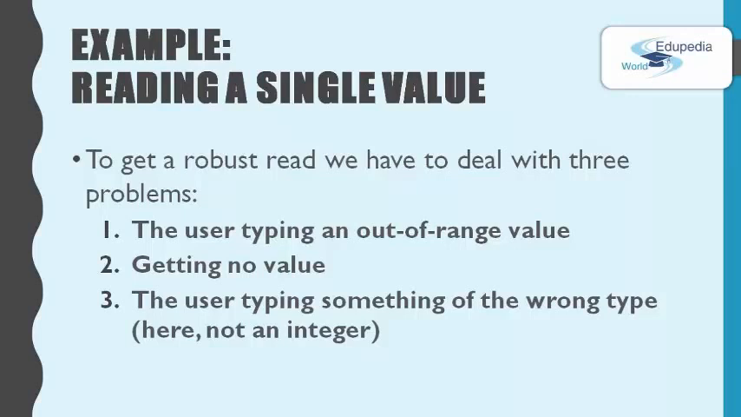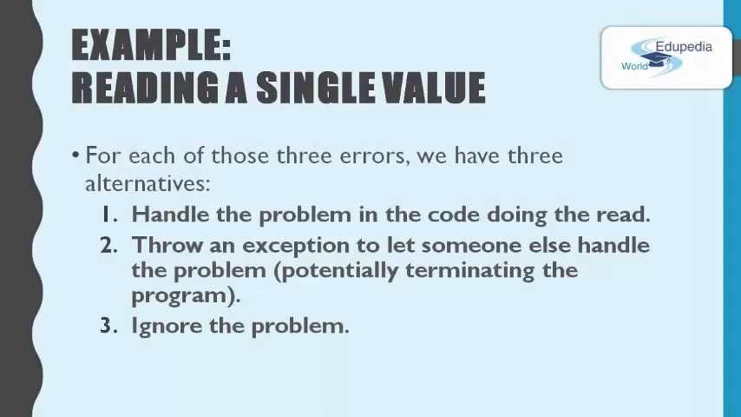The third category is the user types something of a wrong type, for example, an alphabetic character or a special character. Here again, another problem. So we should identify we have 3 problem situations, and we should deal with those 3 problem situations accordingly. So what can we do in these 3 cases?